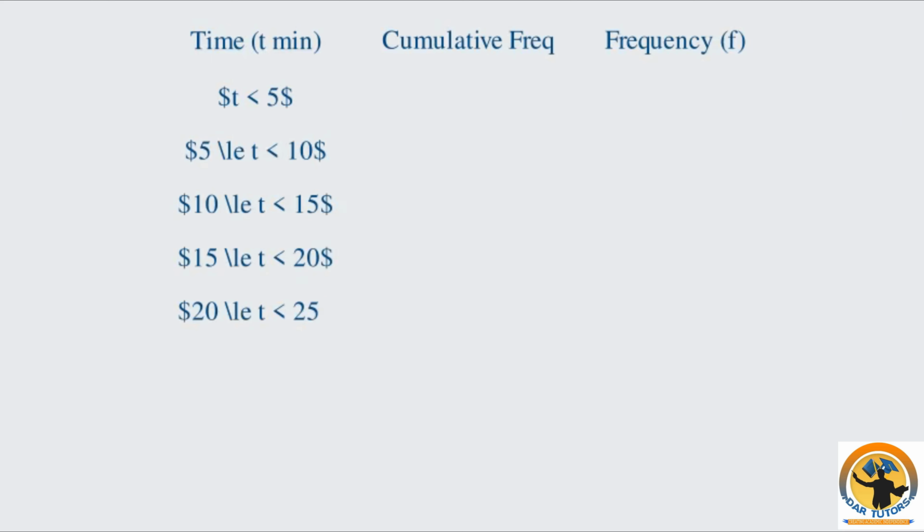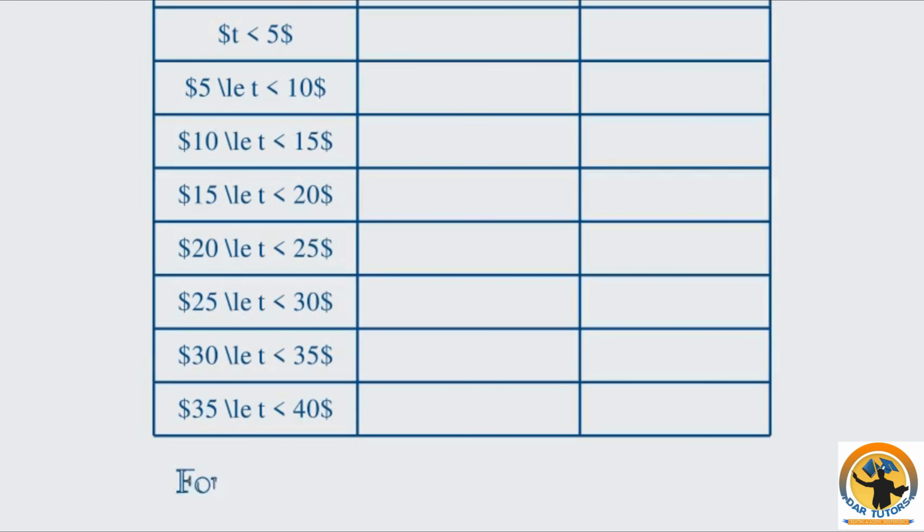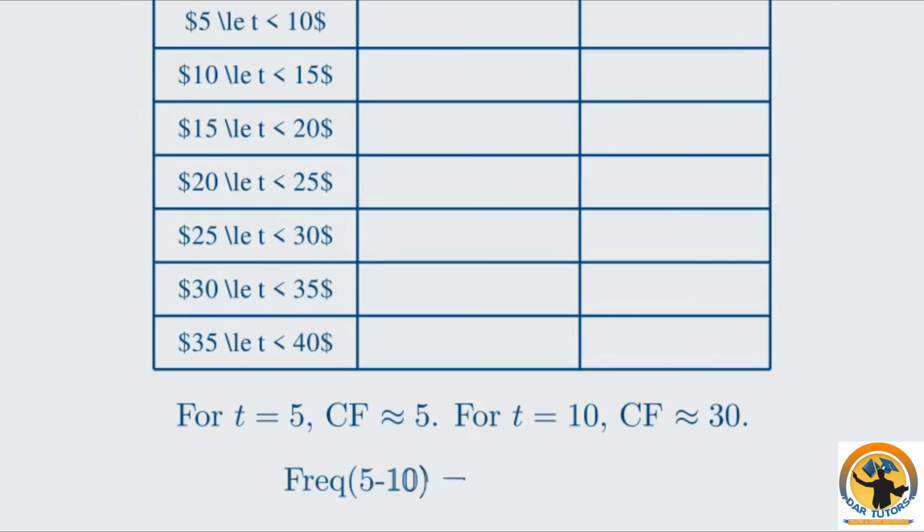The first interval is 5 to less than 10 minutes. From the graph, we can see that for t equals 5, the cumulative frequency is 5. And for t equals 10, the cumulative frequency is 30. The frequency for this interval is the difference. 30 minus 5 equals 25.